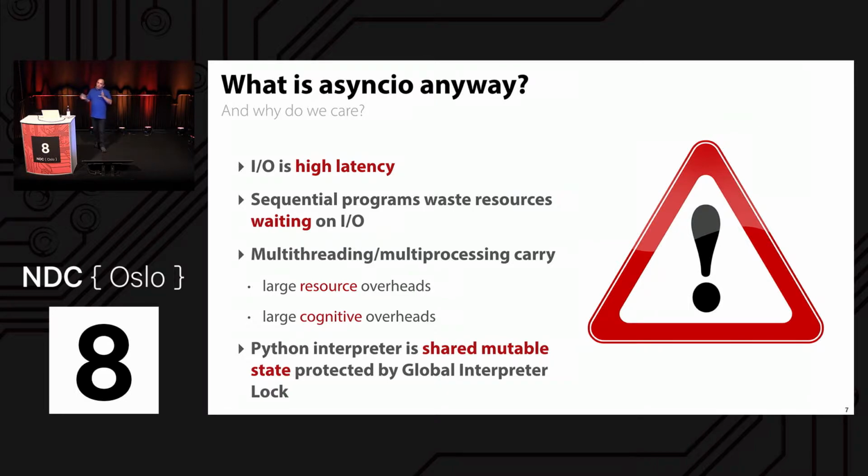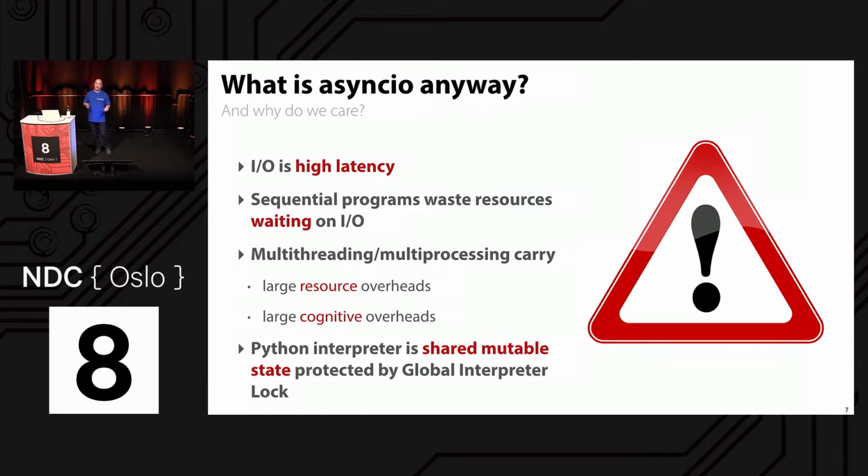So hitherto, the traditional response to this has been to have multiple threads or multiple processes. More recently, we've seen things in Node.js which use a similar approach to what I'm going to talk about today. The problem with the threading and multiprocessing approaches is there are large resource overheads. On Linux, every thread is going to carry with it at least 8 megabytes of stack space, even if you don't use that. And there's a large cognitive overhead to using these.